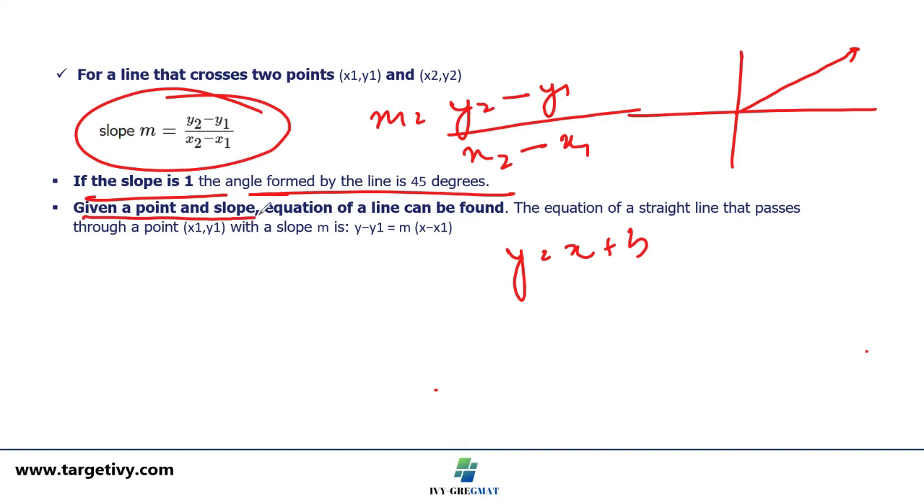Given a point and a slope, the equation of the line can be found. The equation of the straight line that passes through point x1, y1, with slope m, is this. Clear? This is our basic understanding. Now let's understand this intercept kind of a thing. What is an intercept? Let's go by two intercepts. One is the x-intercept. Another is the y-intercept.